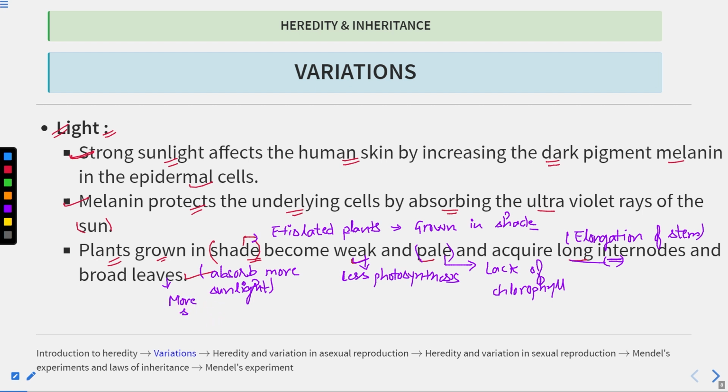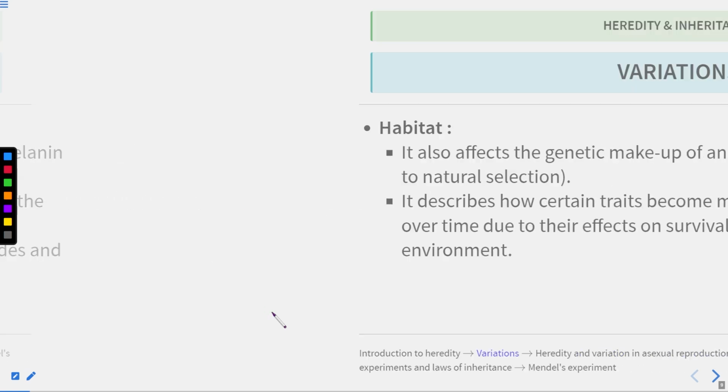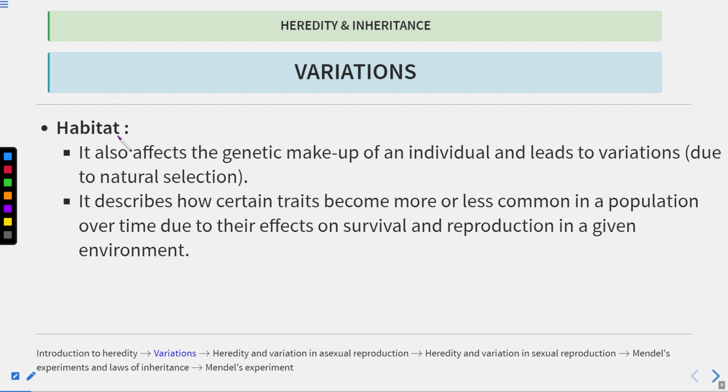Okay, more surface area. Clear? Now, habitat. Next one is the habitat. So habitat also affects the genetic makeup of the individuals, and it leads to variations as well. Now, why is there variation because of the habitat? By the process known as natural selection, which was given by Charles Darwin.